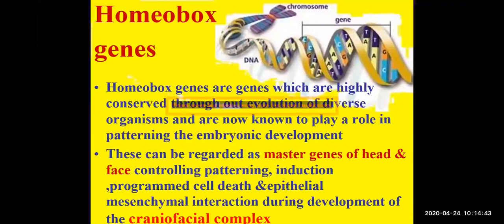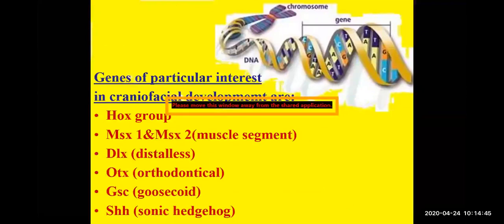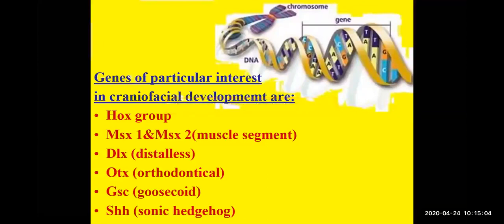You see, these are all the different genes. The MSX1 and MSX2, this also you will be asked in the exams. The Hox group, the MSX1 and 2, the DLX, the OTX, the GSC, and the Sonic Hedgehog, SHH genes. So this list you should be able to remember.